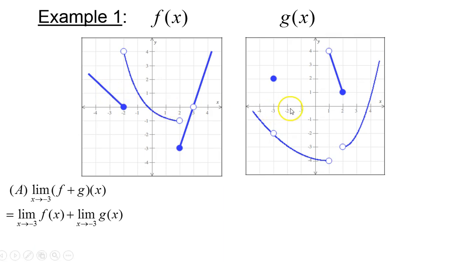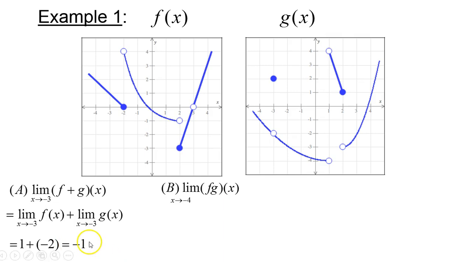And at negative 3 for g, I see a dot here. Just walk elsewhere. I'm not interested in the solid dot. I'm interested in the left-handed and right-handed limits, which seem to converge here at negative 2. So the limit at negative 3 of f was 1. The limit at negative 3 of g was negative 2. 1 plus negative 2 is negative 1.